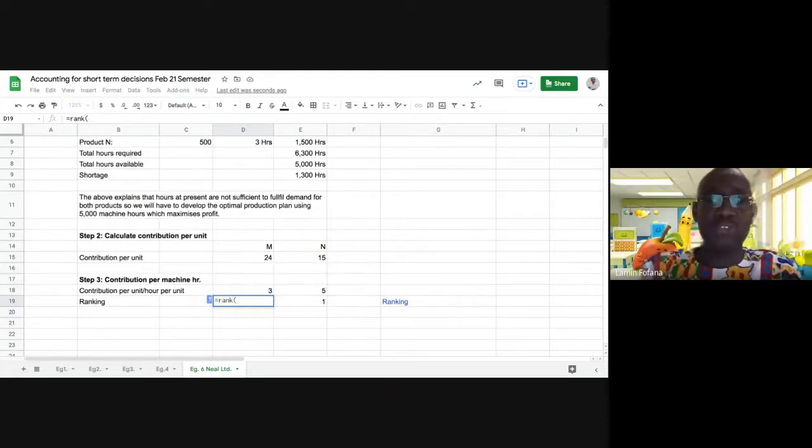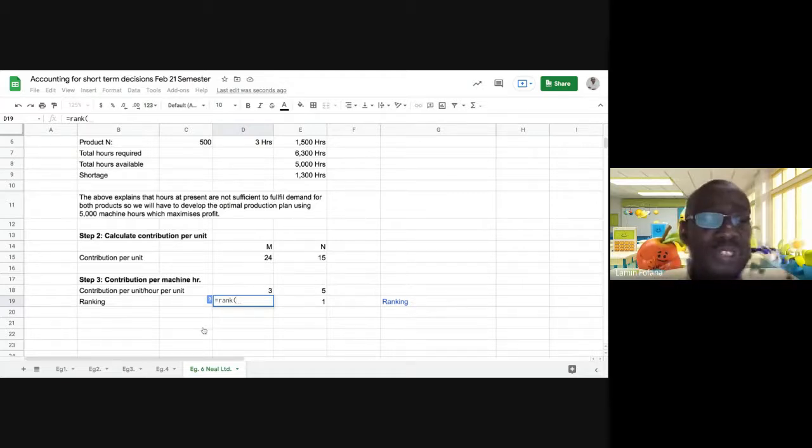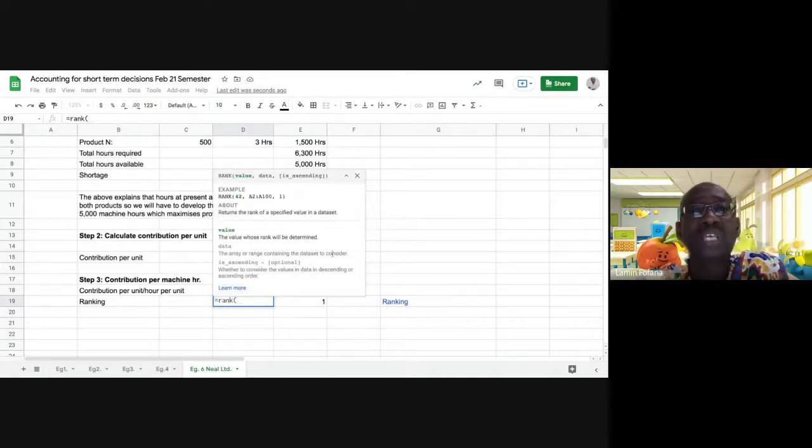We say equals, bracket open. If you start a formula and you're confused, you don't know how to proceed, always click on the question mark. Once you start the formula correctly and you open the bracket so that you can enter the various facets of the formula, a question mark will display for you. The question mark is there to help you. If you click on it, it will tell you what to do. So it will tell you about the rank formula.